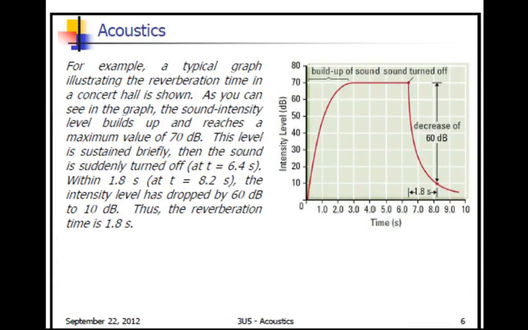For example, a typical graph illustrating the reverberation time in a concert hall is shown. As you can see in the graph, the sound intensity level builds up and reaches a maximum value of 70 decibels. This level is sustained briefly, and then sound is suddenly turned off at a time of about 6.4 seconds. Within 1.8 seconds, the intensity level drops from 60 decibels to 10 decibels. So that's a reverberation time of about 1.8 seconds.